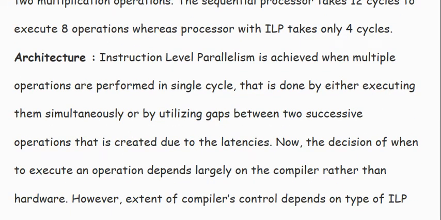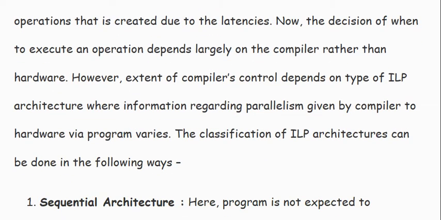Architecture. Instruction-level parallelism is achieved when multiple operations are performed in a single cycle, that is done by either executing them simultaneously or by utilizing gaps between 2 successive operations that are created due to the latencies. Now, the decision of when to execute an operation depends largely on the compiler rather than hardware. However, the extent of the compiler's control depends on the type of ILP architecture, where the information regarding parallelism given by the compiler to hardware via the program varies. The classification of ILP architectures can be done in the following ways.